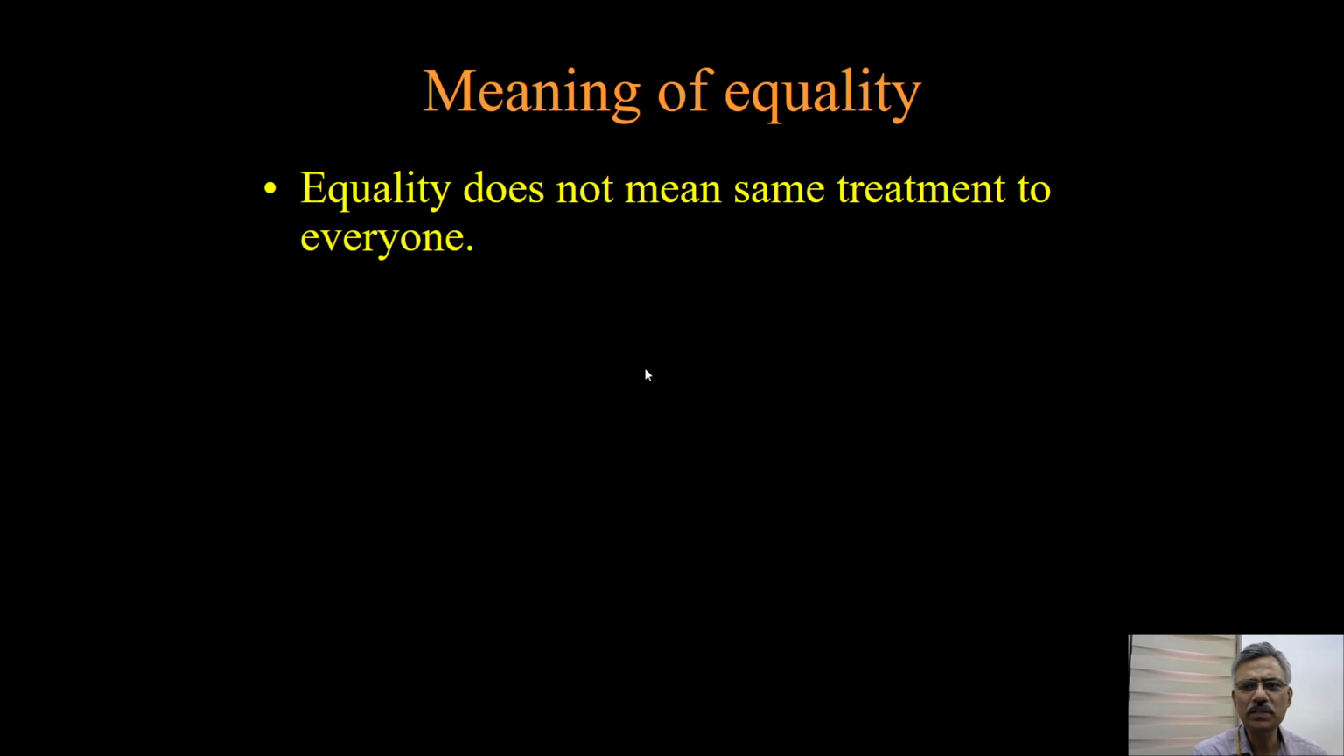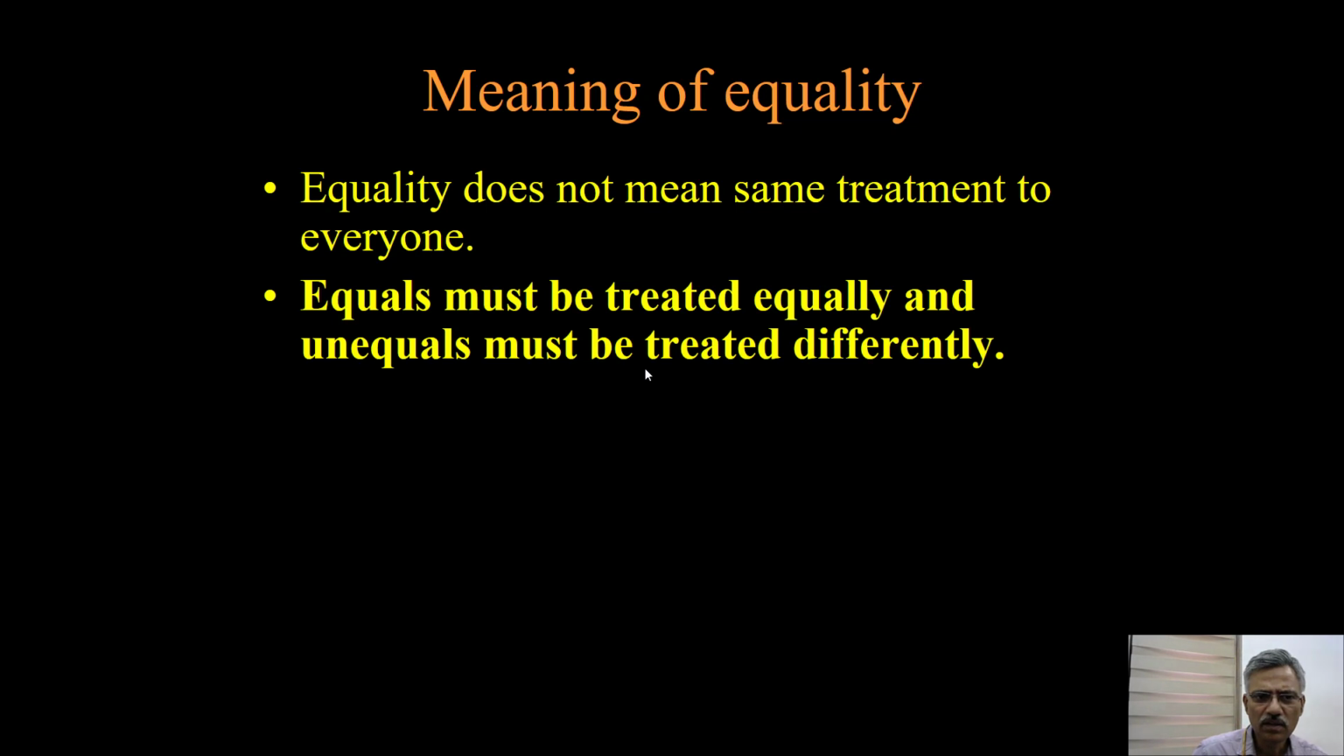Equality does not mean same treatment to everyone, because human beings are not same in every aspect, and therefore treating everybody with the same paintbrush would be not the meaning of equality. Equals must be treated equally and unequals must be treated differently. So the basic concept of equality is that in the eyes of the law everybody is same. But yet we must be aware that human beings are not same in every aspect, and therefore they have to be treated differently. So only equals must be treated equally.